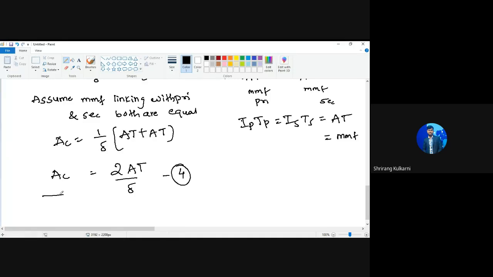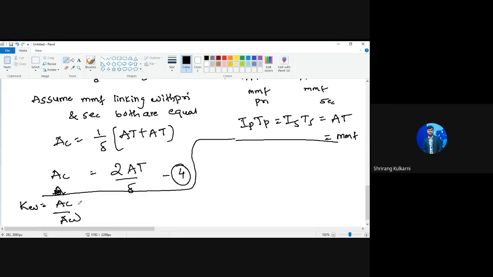Next thing is that we have to use the window space factor. What is that window space factor? KW, window space factor, is equal to AC by AW. It is the ratio of copper area in window to total window area. That is called the window space factor.